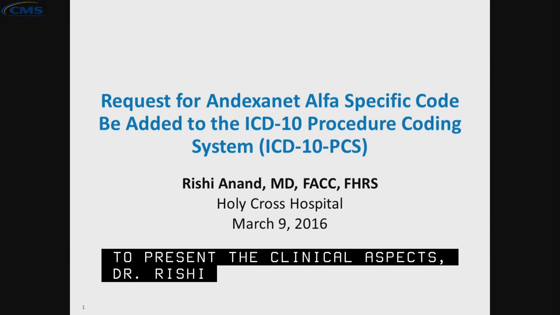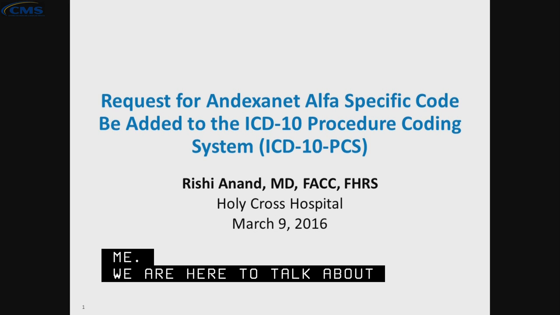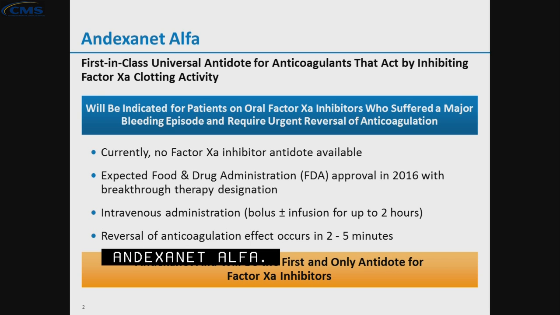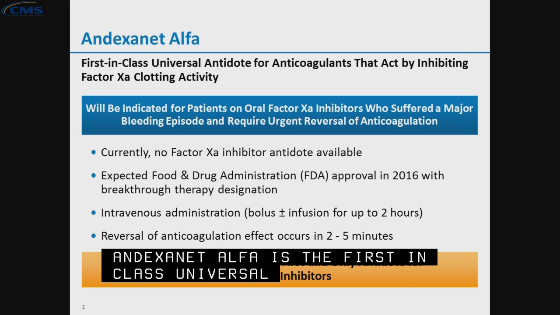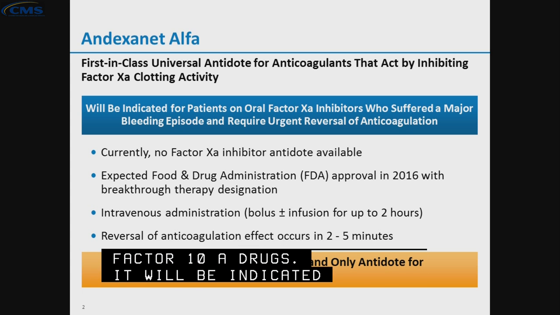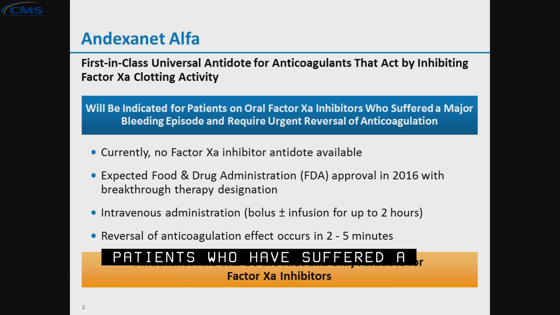Thank you for having me. Good evening, good morning. So we're here to talk about Andexanet Alfa, which is a recombinant human protein used in the treatment of patients with acute major bleeding coming in on factor 10A inhibitors. Andexanet Alfa is the first in-class universal antidote for patients who are coming in on factor 10A drugs. It will be indicated for patients on oral factor 10A inhibitors who suffered a major bleeding episode and require urgent reversal. Currently, there are no factor 10A antidotes available.